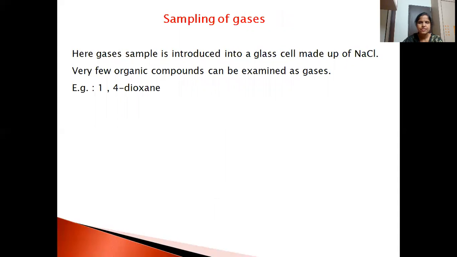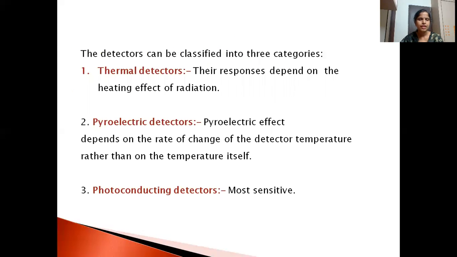Then gases. If the sample is in the form of a gas, it is just introduced into a glass cell made up of sodium chloride. Generally, few organic compounds can be examined as gases, for example 1,4 dioxane. If we have gases, we can directly fill them into the cuvette, which is made up of sodium chloride.